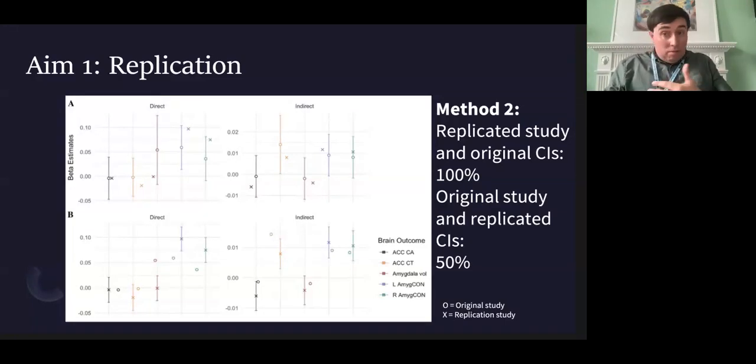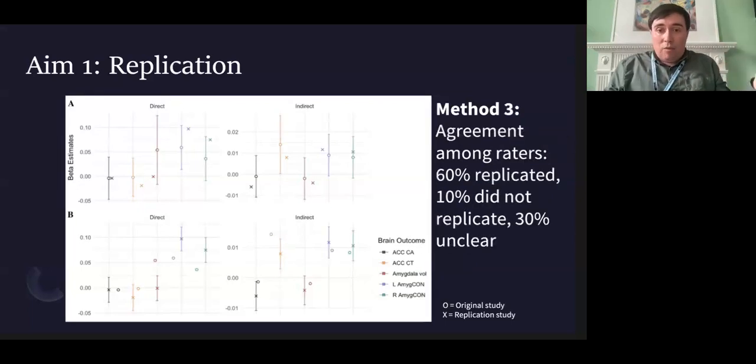The third one is the subjective one. In terms of agreement between raters, the raters determined that 60% of the effects replicated in their subjective opinions, 10% did not replicate, and on 30%, we could not come to an agreement. We just could not decide. And that's a small group of 5 people. So imagine what it is in a huge group of people. So anyway, those are the 3 ways that we considered: did this study replicate?